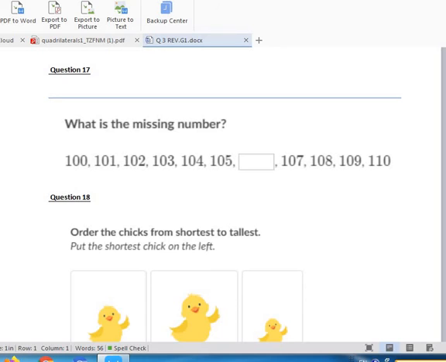What's the missing number here? 100, 101, 102, 103, 104, 105. Here I change only the ones. I do what? Plus 1.